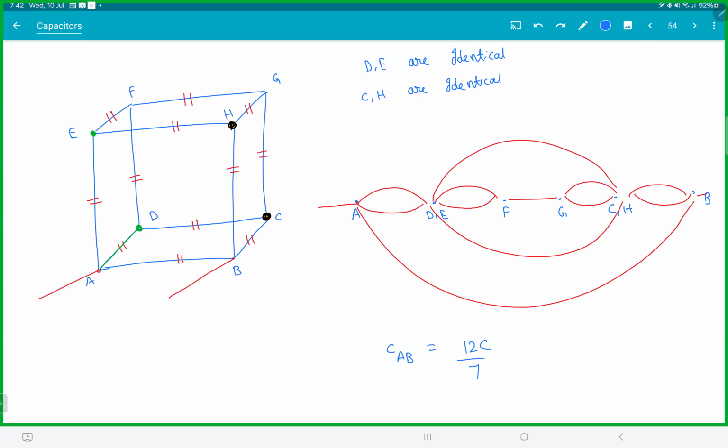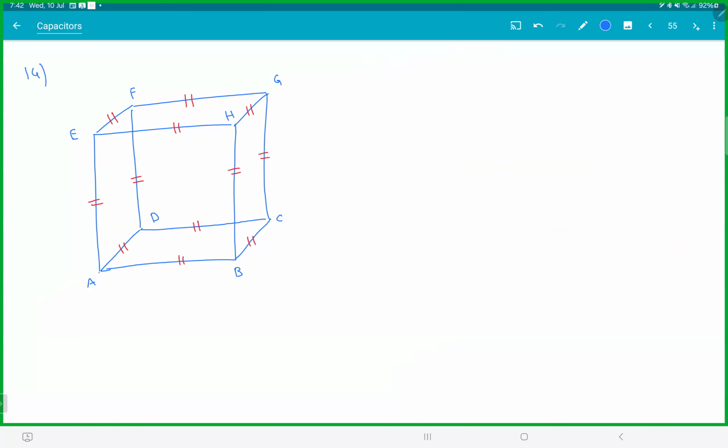Question still not over. We have one more, A to C. This time you are going from A to C. The battery is between A and C.